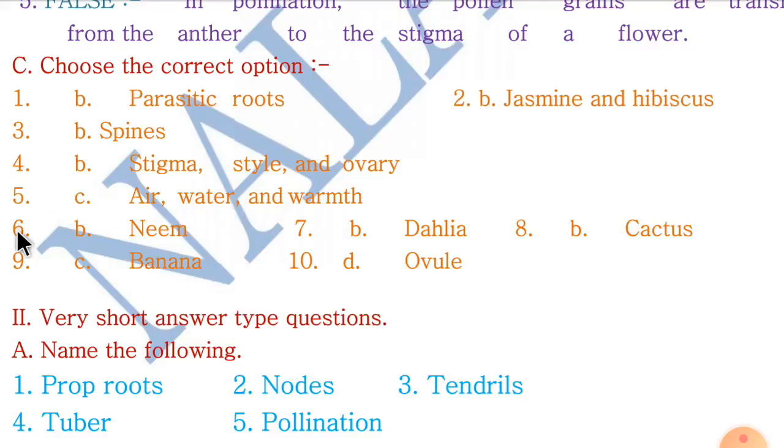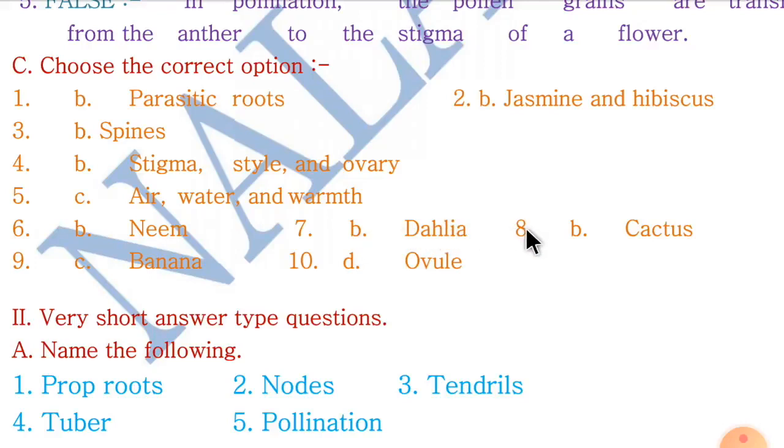Let's see the next. Sixth one is which of these plants bears a taproot system? The correct answer from the options is B, neem. Let's see the seventh one. Which of these plants has roots modified for reproduction? The correct answer is B, dahlia.